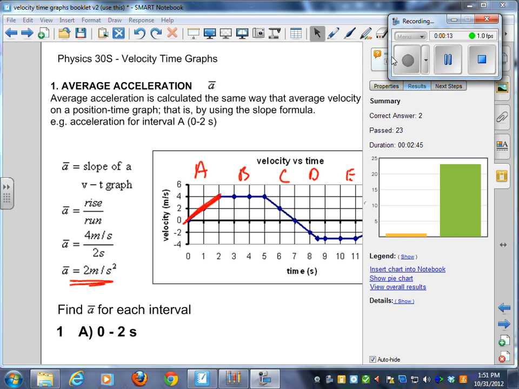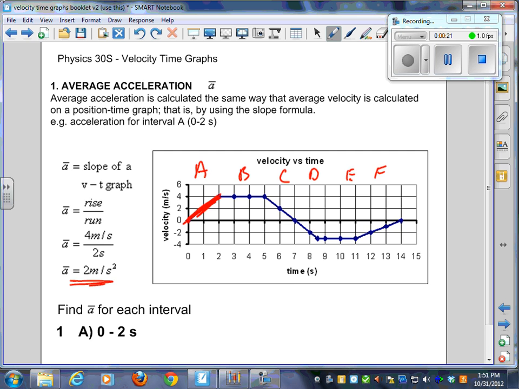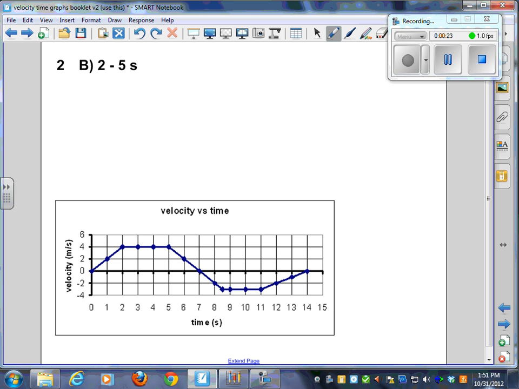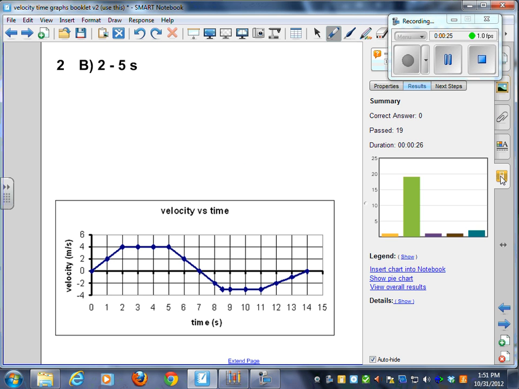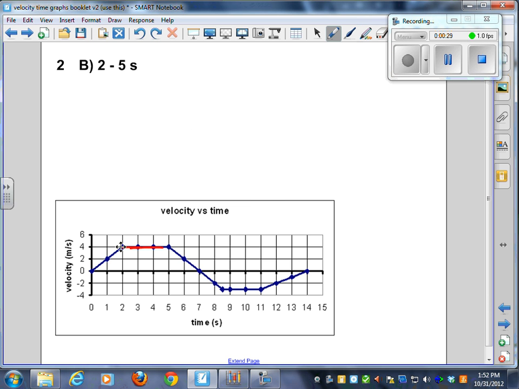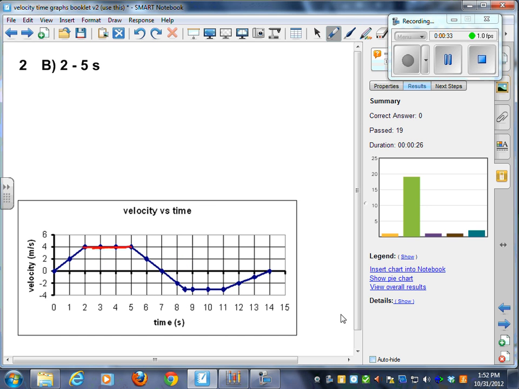I got all the first ones wrong. All right. So the first one, remember I gave you the answer. I said the slope was 2. The next one, the slope should be 0. It's flat. The average acceleration is the slope. It's flat. I put 0. The right slope is 0.